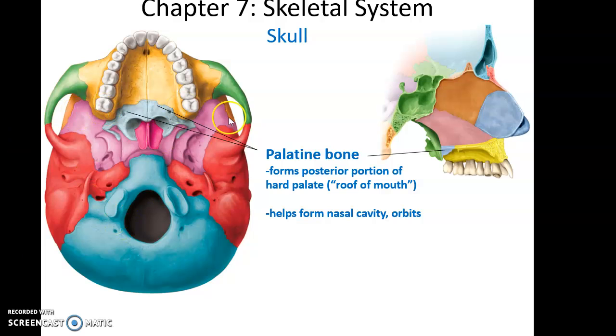This is an inferior view of the skull with the mandible removed. This bone here is the palatines. We have two palatine bones, a right and left palatine bone. You can see a part of one of them. They form the posterior or back portion of the hard palate, the roof of the mouth, and they also help to form parts of the nasal cavity and the orbits.